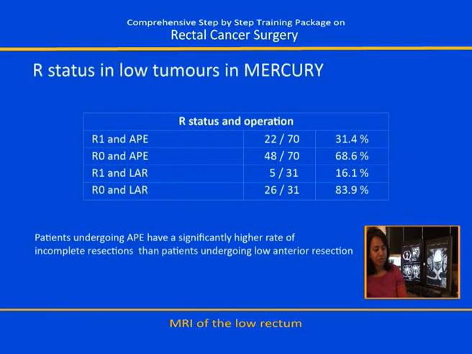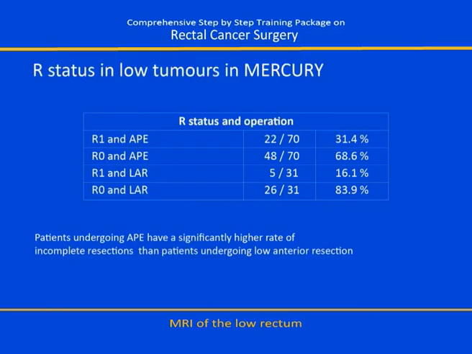And we see that from the Mercury study, in the rates of margin positivity in those patients. You can see, for example, of the 70 patients with low rectal cancer that underwent abdominoperineal, the R1 rate was 30% compared with 16% if they had a low anterior resection. So that's what we're trying to do by improving the selection of patients and also the operation itself. We want to aim to reduce that 31% down to something much more acceptable, i.e. less than 10% with any luck.